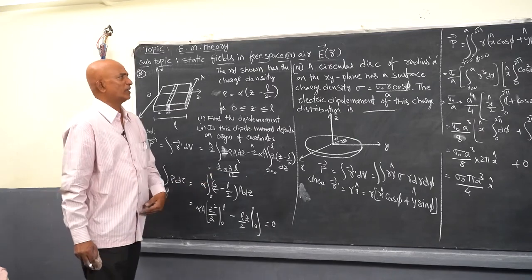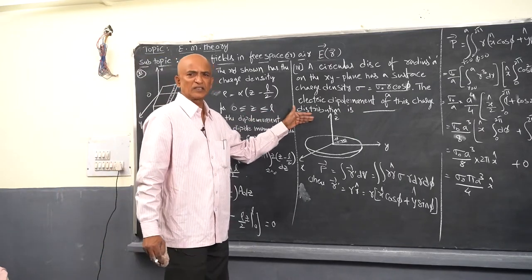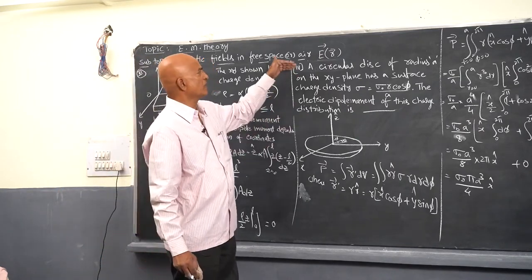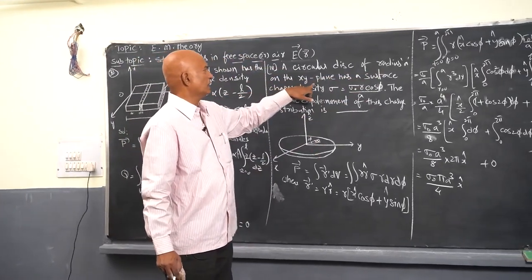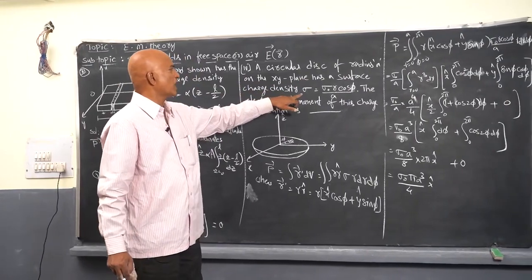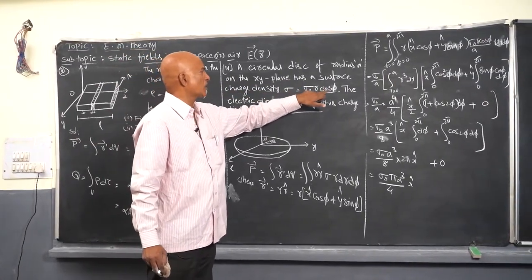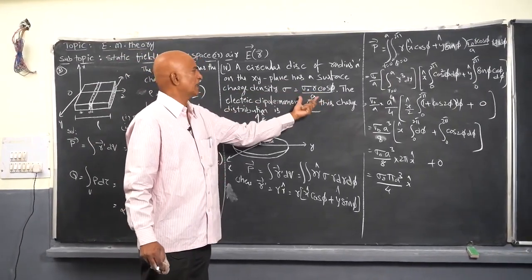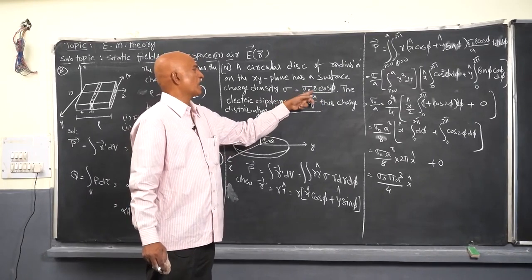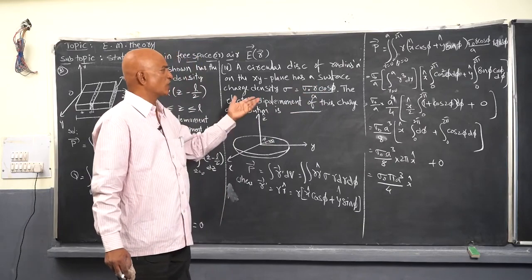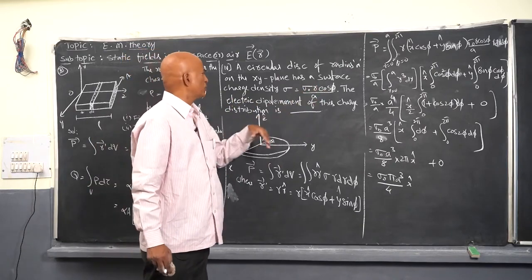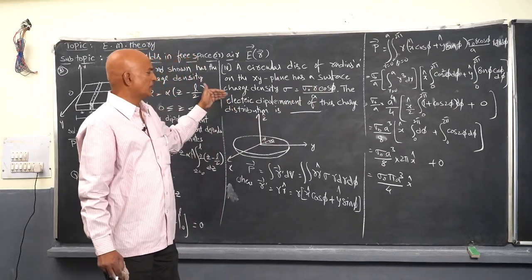Okay, now coming to the next question which appeared in a national level entrance exam. A circular disc of radius a on the xy plane has a surface charge density sigma equal to sigma naught r cos phi by a. Therefore clearly it depends on r and phi, so this is not a uniform surface charge density, it is a non-uniform charge density. He is asking you to calculate the electric dipole moment of this charge distribution.